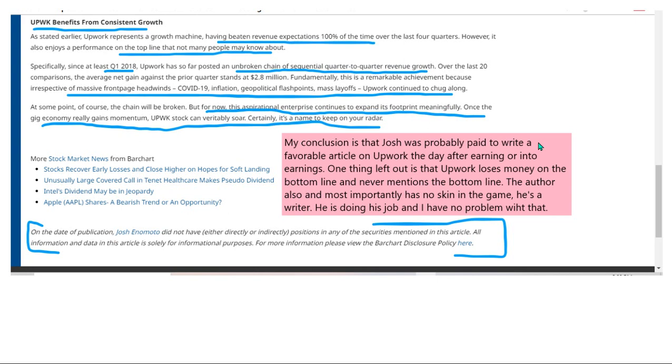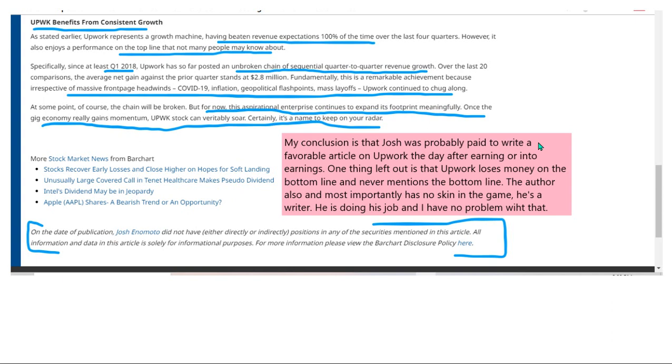Sorry about the spelling there. So, in other words, he's just doing his job as a writer. Somebody paid him to write this favorable article on Upwork. He did it. He probably got paid for it. It's up to you to come up with your own trades, your own opinions. Do not rely on anybody's opinion, news article, TV show, on what you should buy or sell. That's the point of me going through this, okay?